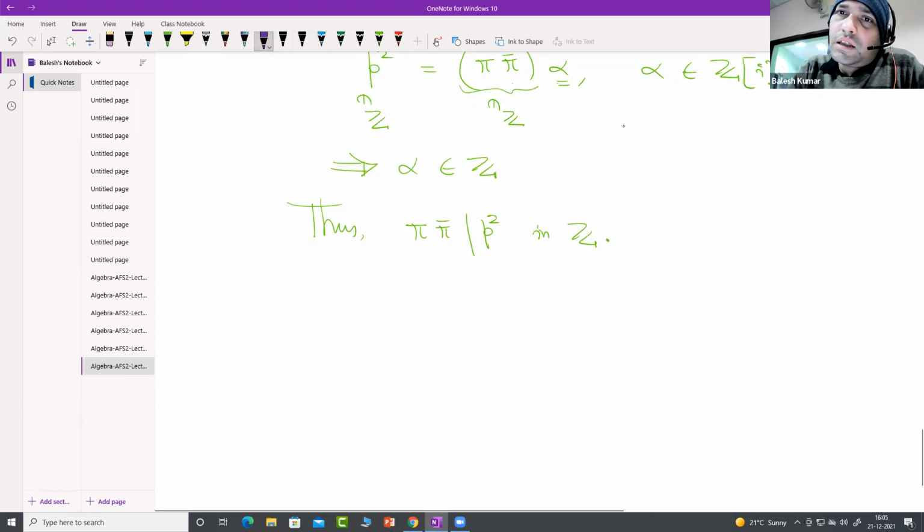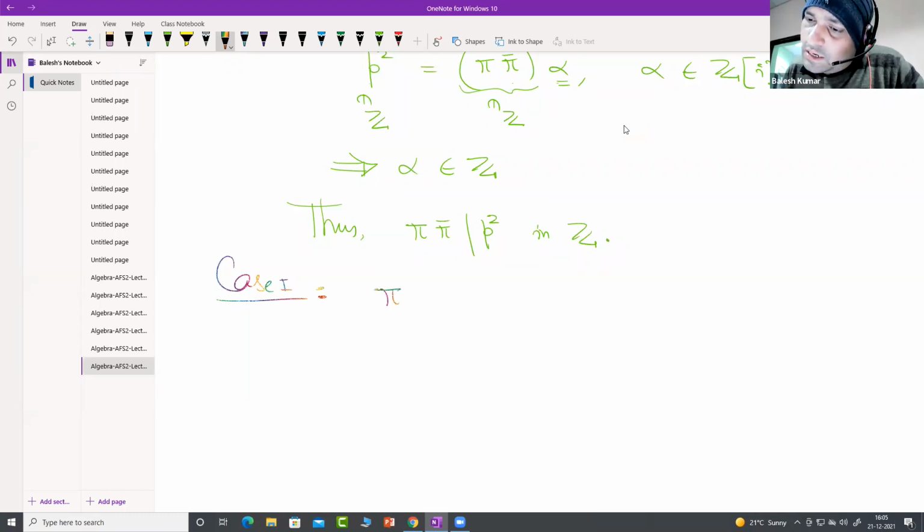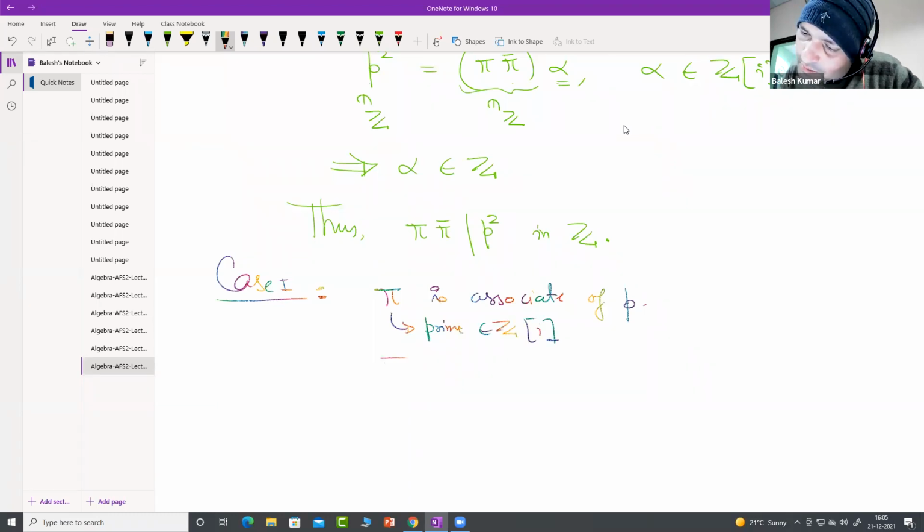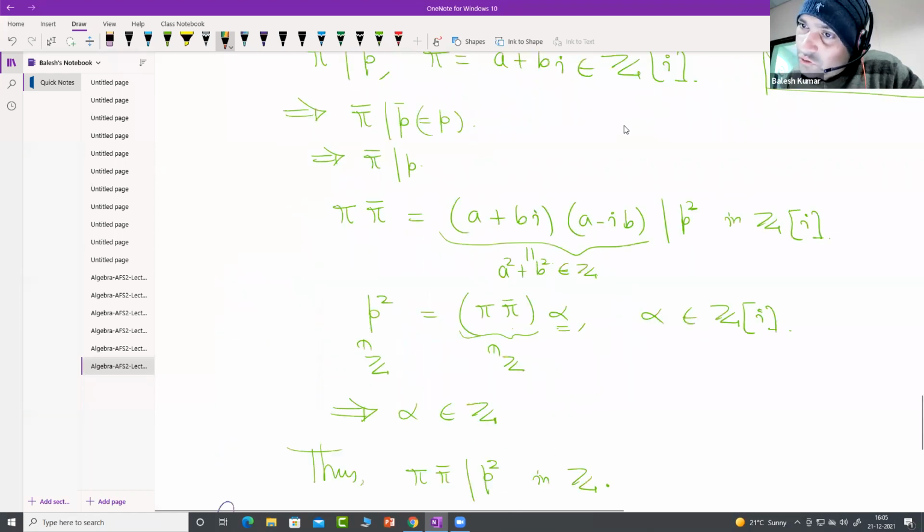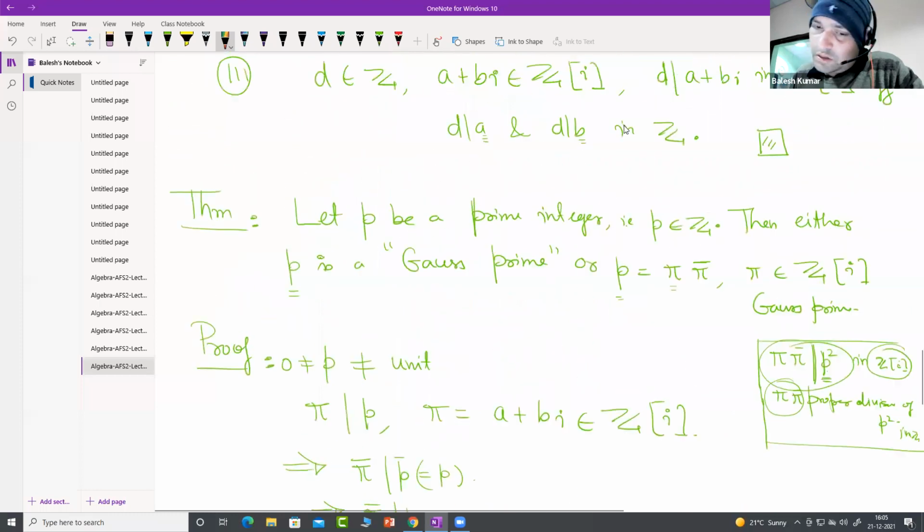So let us try to see case one. If pi pi bar divides P square, it may happen that pi is an associate of P. So that pi pi bar divides P square is one possibility. And if pi is an associate of P, and since pi is a prime in Z[i], this will imply that P is a Gauss prime. So this case will ensure that P is a Gauss prime, which is this part of the theorem.